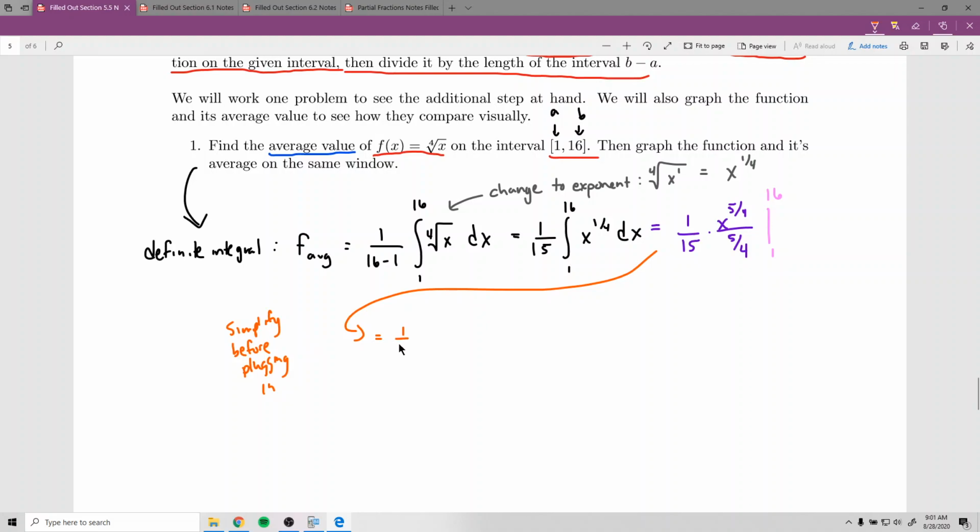And so we got 1 over 15. Now, because we have a fraction on the bottom, we flip it and make multiplication. Keep change flip, so that we multiply by 4 over 5. And then we also have this x to the 5/4 from 1 to 16. And then, I'm taking it slow, but you could plug it in right now, or you could have done this in one step. But I'm going to simplify the numbers.